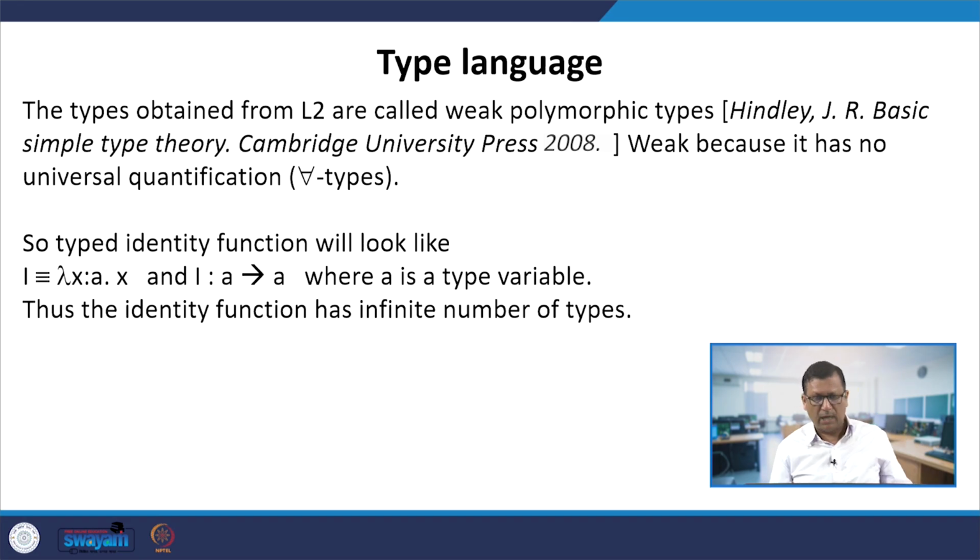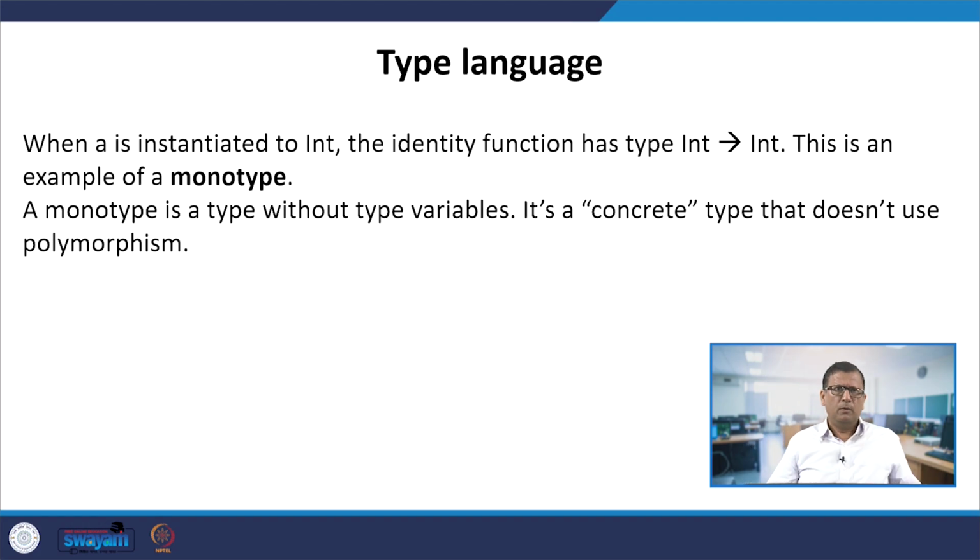We are going to adopt the terminology from Hindley's book, that is, weak polymorphic types. This L2 we are going to refer to as weak polymorphic types, and this will be our working language. Throughout the subsequent lectures we are going to use L2. When A is instantiated to int, the identity function has type int arrow int, or if instantiated to nat, it will be nat arrow nat. This is an example of a monotype. A monotype is a type without type variables. It is a concrete type that does not use polymorphism. So, that means in language L1 we are going to get monotypes.